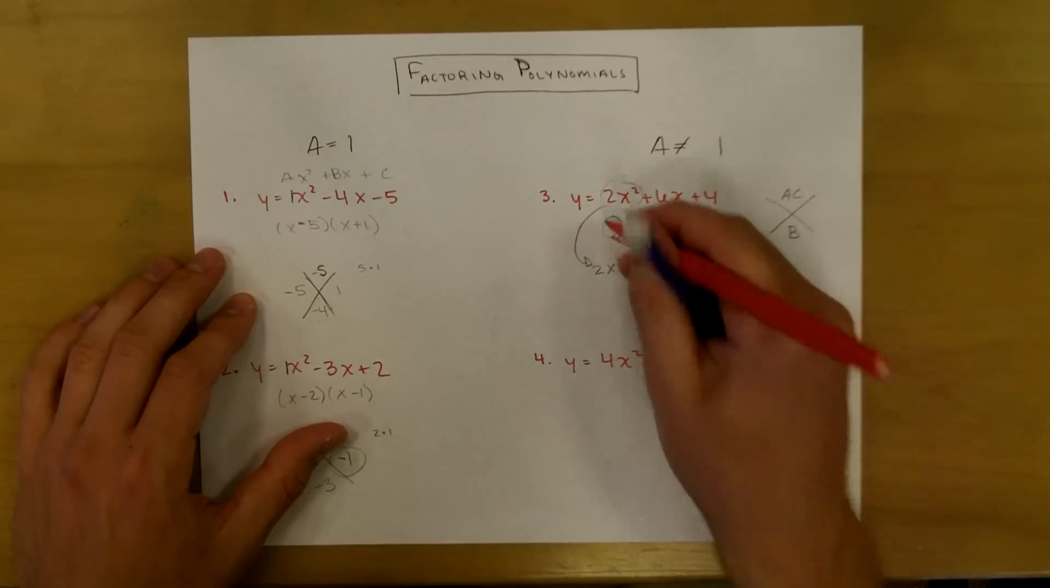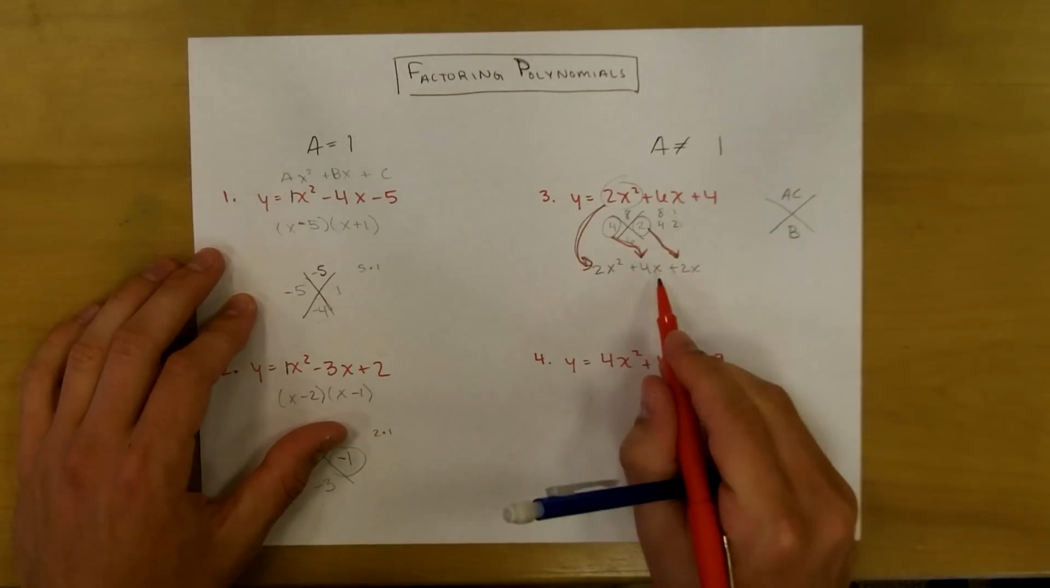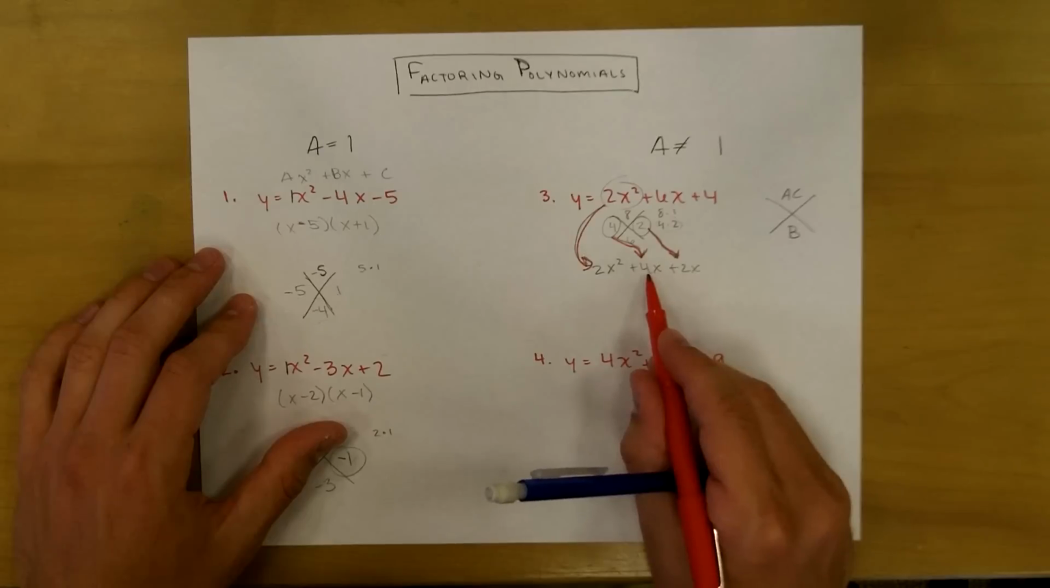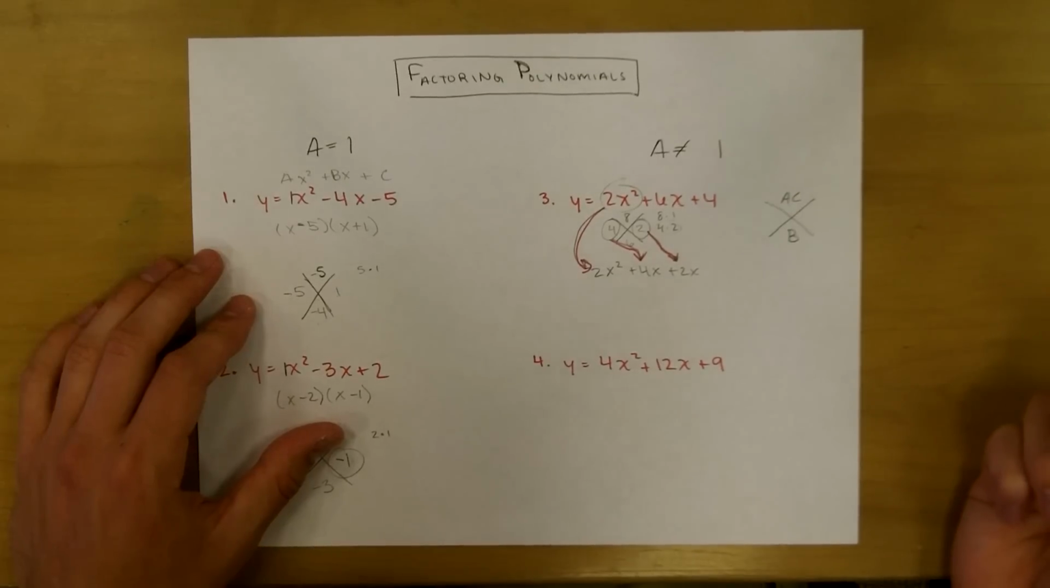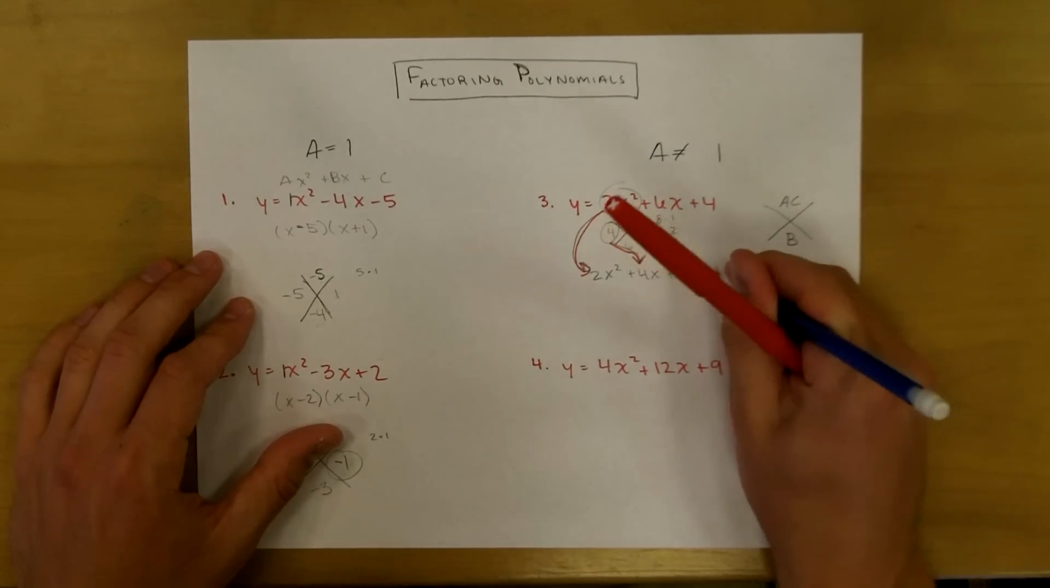Right there. Now, why does that work? Well, look at it. 4x plus 2x, that's 6x. That's that middle term. We just split it up a little bit. And then at the end, we have plus 4.